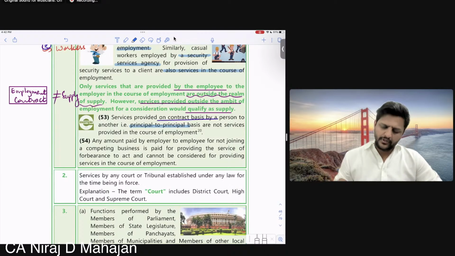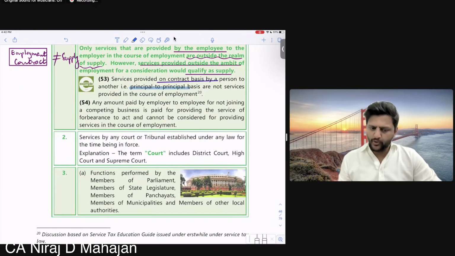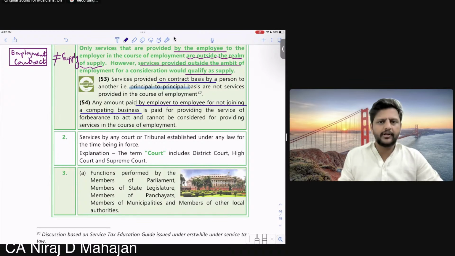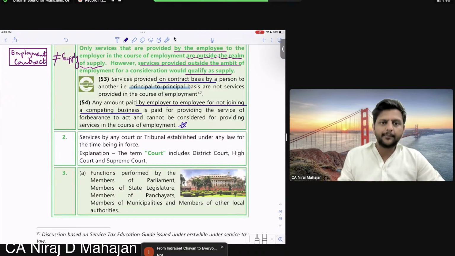Any amount paid by the employer to the employee for not joining a competing business is paid for providing the service of forbearance to act, and cannot be considered as being for providing services in the course of employment. What do you mean by this? Is GST applicable or not applicable? Applicable, because it cannot be considered as being in the course of employment.